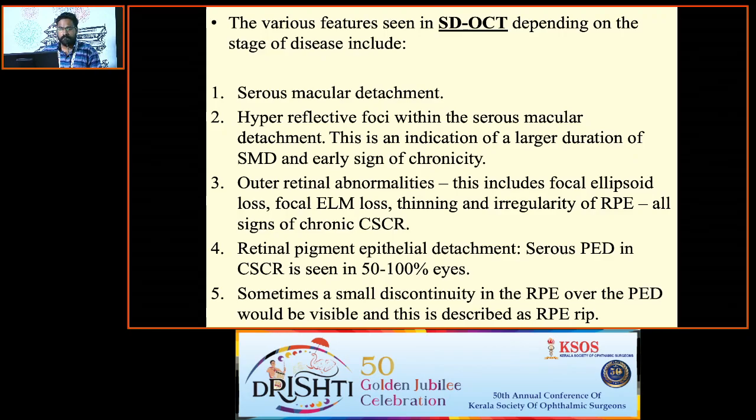Regarding retinal pigment epithelial detachment, the most common type of PED seen is the serous PED, and it is known to be present in around 50 to 100% of eyes of CSCR, especially in the acute stages. And sometimes a small discontinuity in the RPE over the PED could be seen, and this is described as the RPE rip.